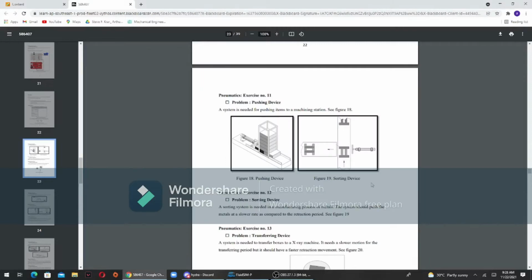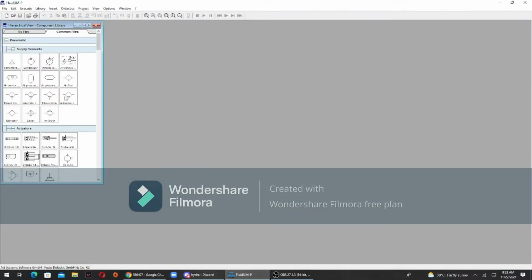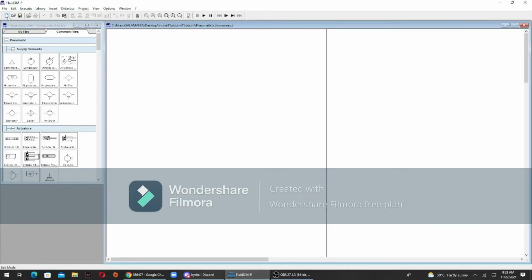For exercise 11, pushing device, a system is needed for pushing items to a machining station. Here is how to do the schematic diagram of a pushing device.